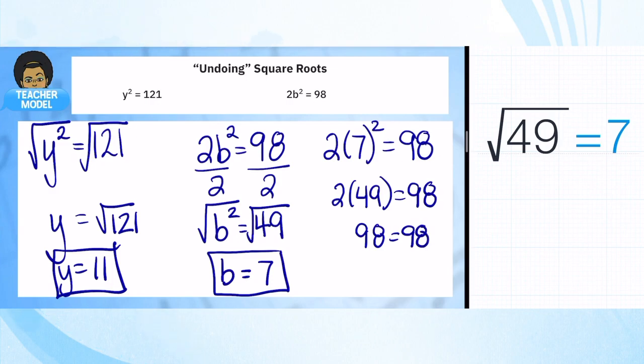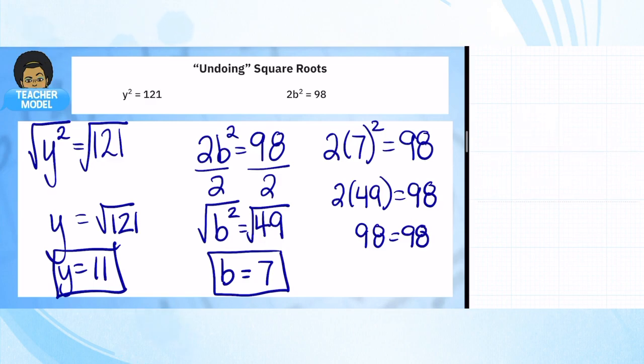So you're going to see a lot of square roots when we have equations that have square numbers. So we're going to look for those. Anytime you have an equation that has a square number, and we're trying to figure out that variable, but there's a little 2 next to it, we're going to use square roots to help us out.